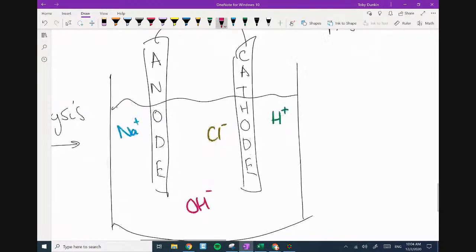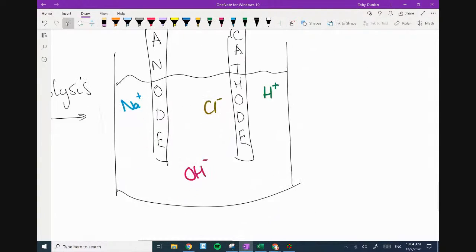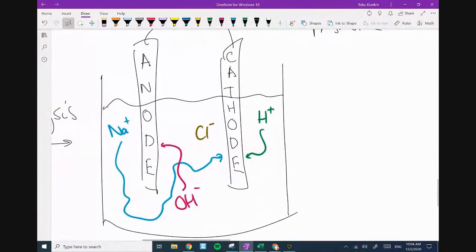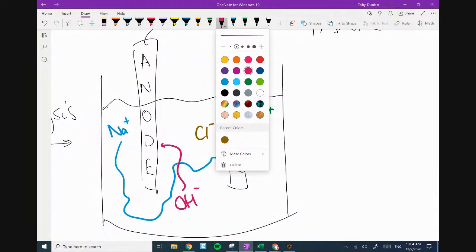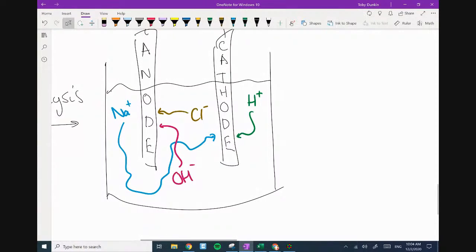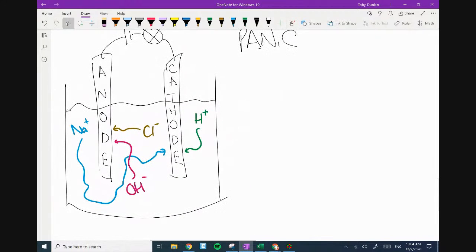Right, where are they all going to go? The positives are all going to move towards the negative. So the sodium is going to come around here and make its way all the way over to there. And the hydrogen is going to follow suit. The OH minus ion is going to make its way over to the anode, because it's positive. And so is the chloride ion. Now, at this point in the process, there is competition. Let's look at this from a cathode perspective.